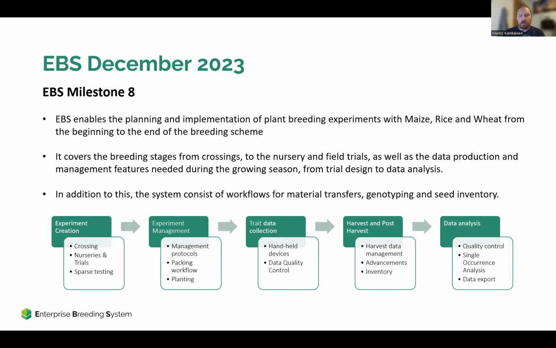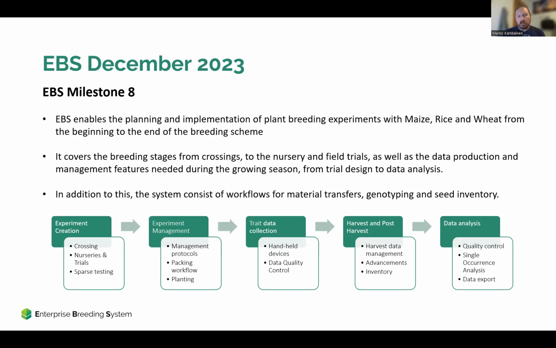And within the season, breeders can create their experiments, manage their experiments, collect the phenotypic data using handheld devices and other ways, harvest the material so the advancement can be done and the pedigrees are written to the database if needed, and then analyze the data using their breeding analytics. So that's pretty much where we are right now.